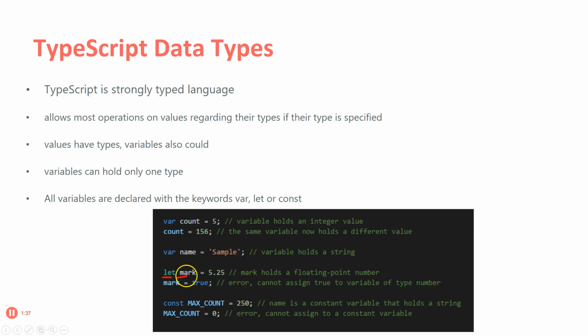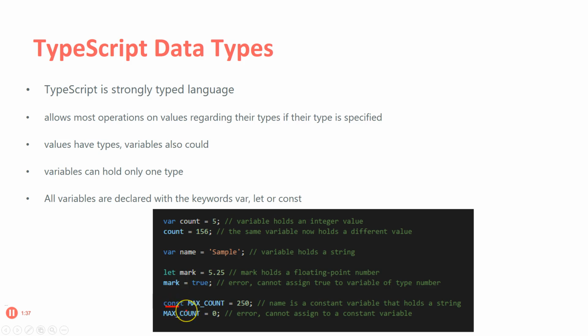After that, I can say let mark equals 5.25, where I'm holding a floating point number, but then I can change it to true. And here what we're going to receive is an error. We'll receive that it cannot assign true to a variable of type number. So this means that after I specify this let, it is actually a floating point, and you cannot assign any other data type to it instead of only floating point.